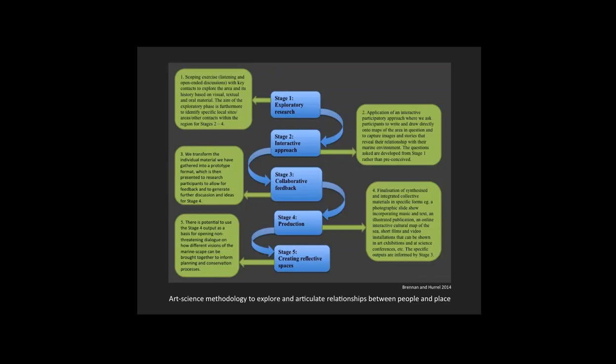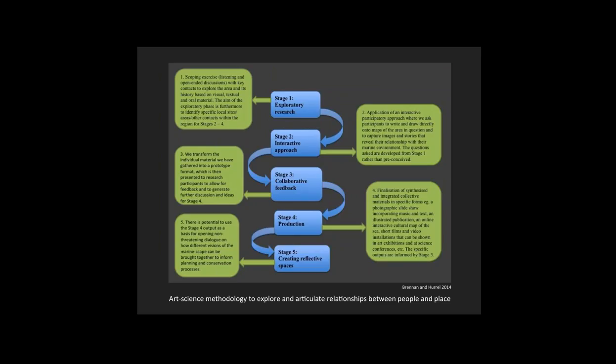So if I jump forward now to the art science methodology that I mentioned at the start. This is a methodology that I articulated only last year. And as I said earlier, the visual artist that I've worked with for the last 4 years, Stephen Hurl, whose work is very socially engaged, we realized that we were using a very similar methodology in terms of how we approached our research, our artistic and social science practices.